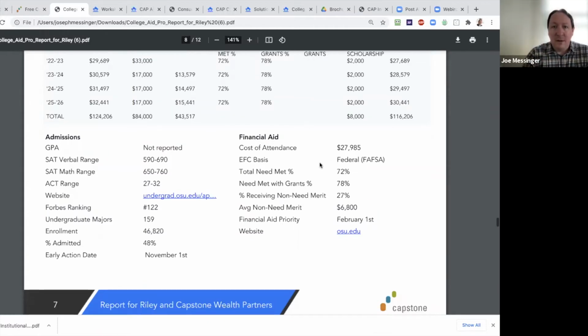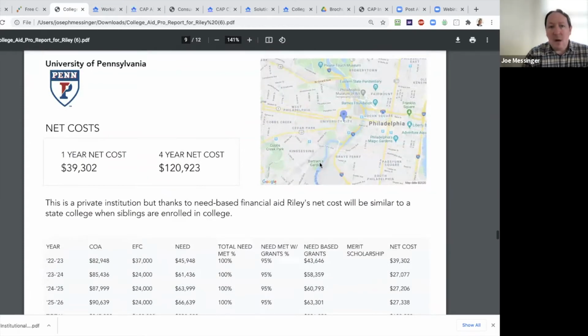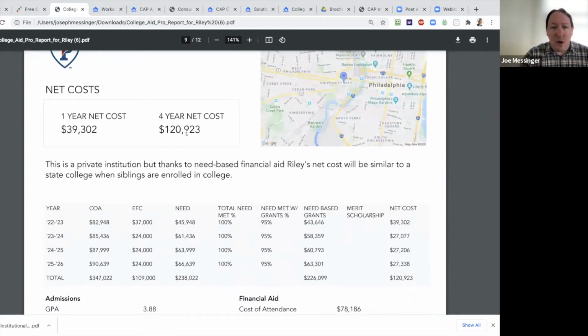We'll do the rest. So UPenn, this is obviously a tremendous school, right? Here's the 4-year cost: 39 times 4, 40 times 4, that doesn't equal 120. Well, what's happening here? The system is smart enough to tell you that when you have a sibling in school, your cost is going to go down. It's going to be similar to that of a state school because they meet 100% of need-based financial aid. So years 2, 3, 4 actually could be cut significantly. Now I'll pause on that because we're looking at a net cost, a sticker price of $347, and we're only going to pay $120. The answer is yes, potentially.